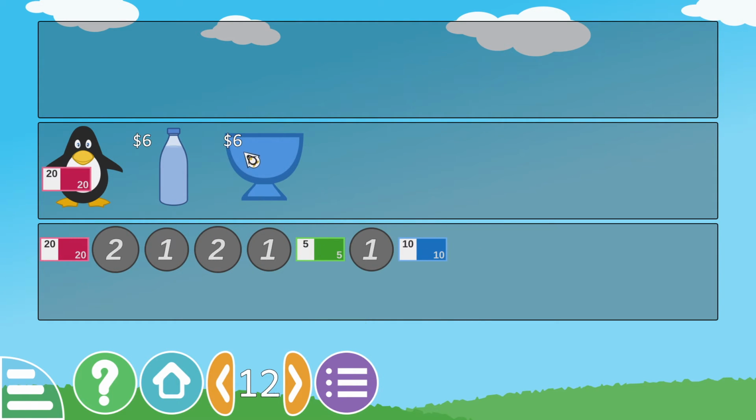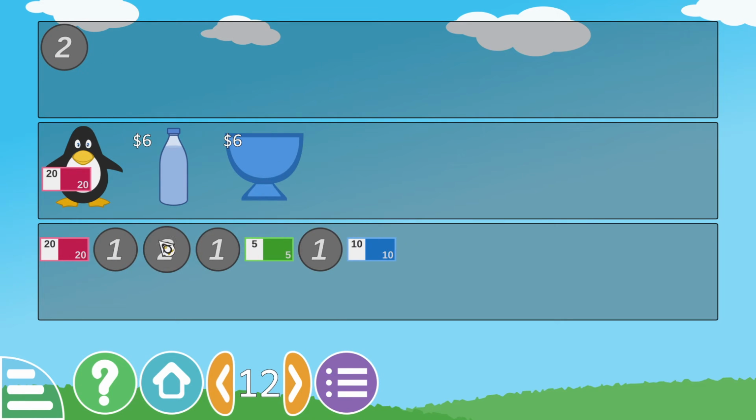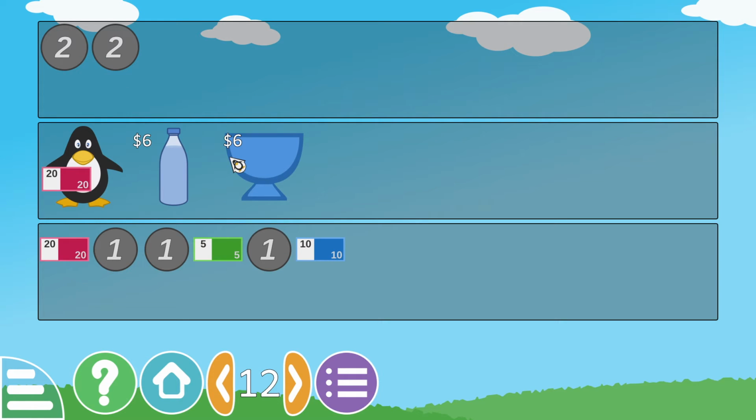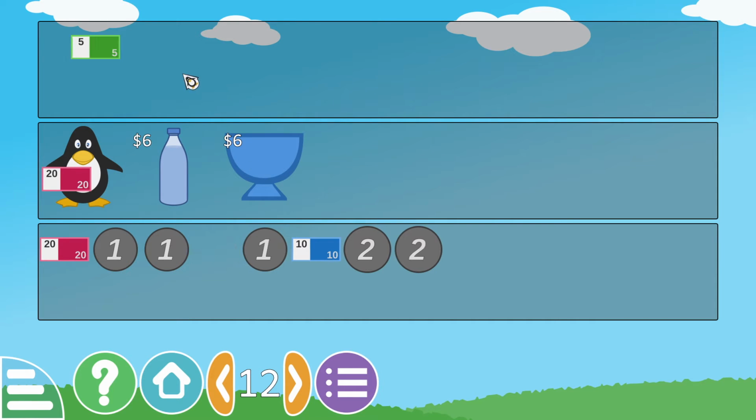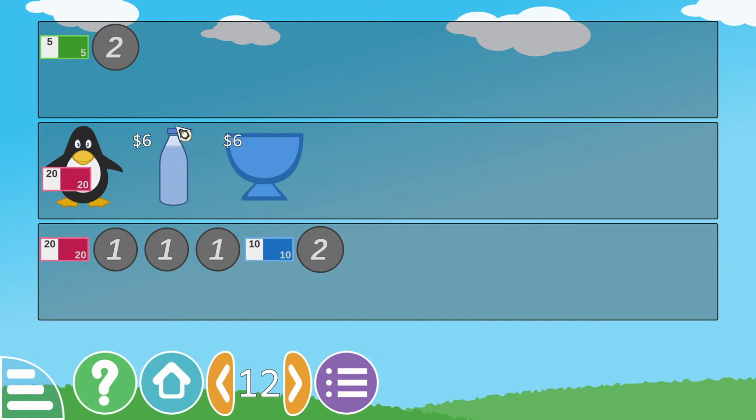And $6 bottle for the $6 egg cup or bowl, $20. So I'll get $4 out, bringing it up to 10. Oh, sorry, I've miscalculated that one. So $12 in total. I need to give 8 change. So 5, 2, and 1.